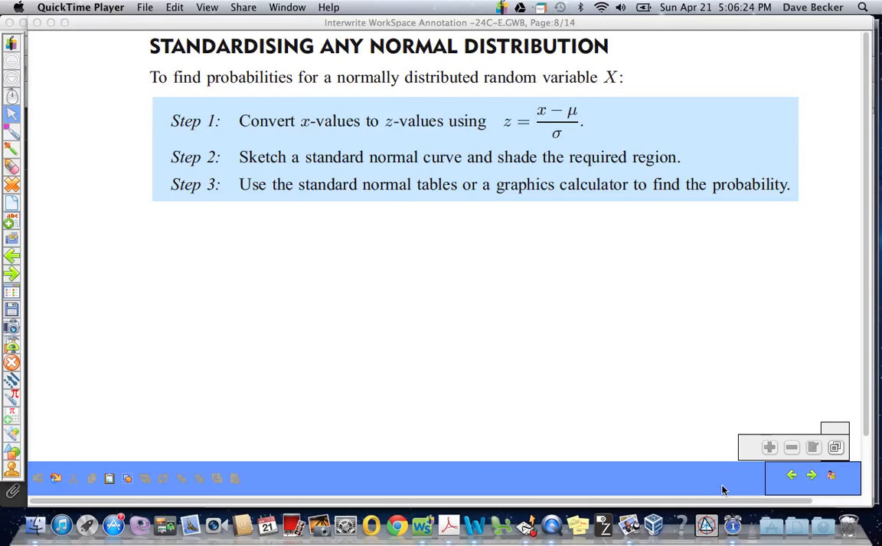discussion. And just a little bit of a hint or help here when you're doing this. If a random variable has not been standardized, you need to go ahead and standardize it. Then once you've done that, sketch a standard normal curve and shade the required region. Then you'll be sure you know what it is that you're looking for, and you'll be able to figure out whether or not you need to subtract it from 1. And then use the tables or the graphics calculator to find the probability.